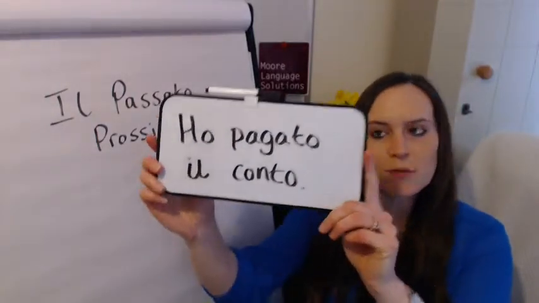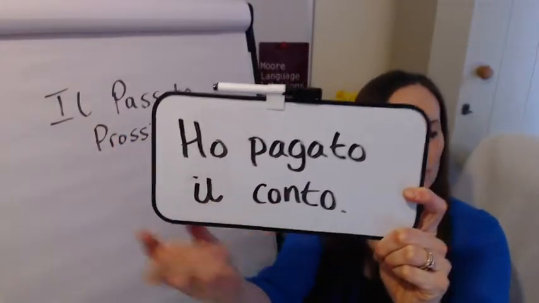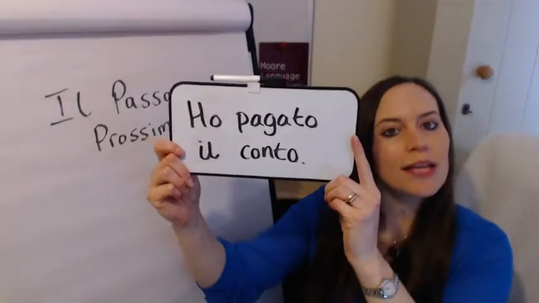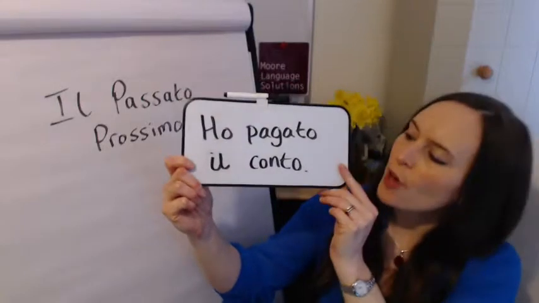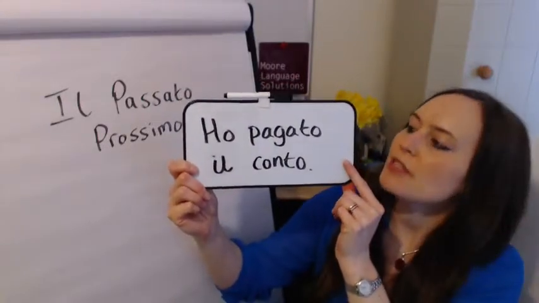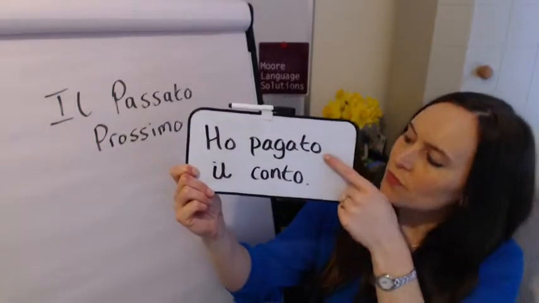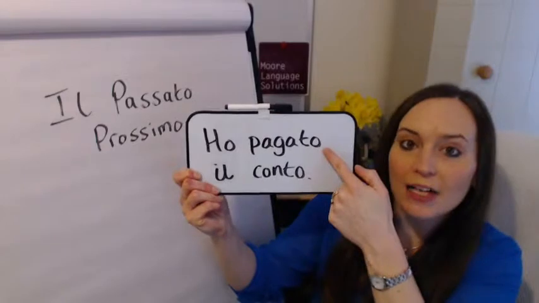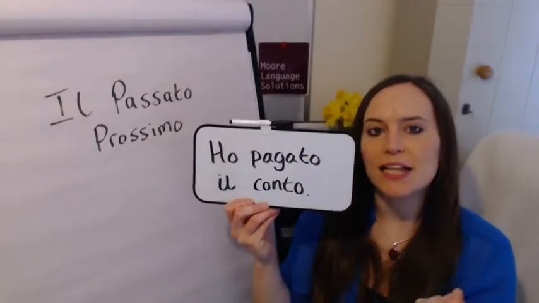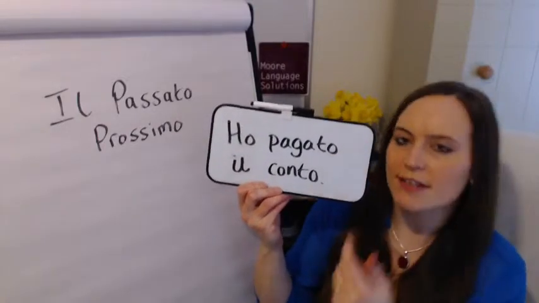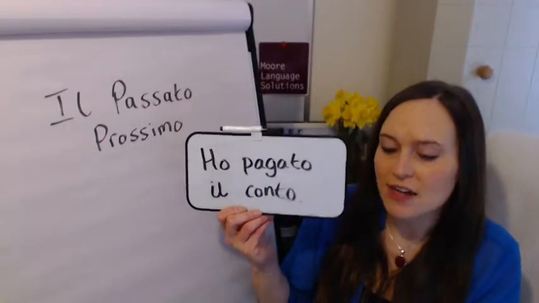So guardiamo insieme. Ho pagato il conto. Dov'è il participio passato nella frase? Where is the past participle, il participio passato, in the sentence? Qui. Pagato. So, seeing as most of you watching this will have some Italian knowledge already, you probably recognise that that comes from the are verb. Pagare. To pay.